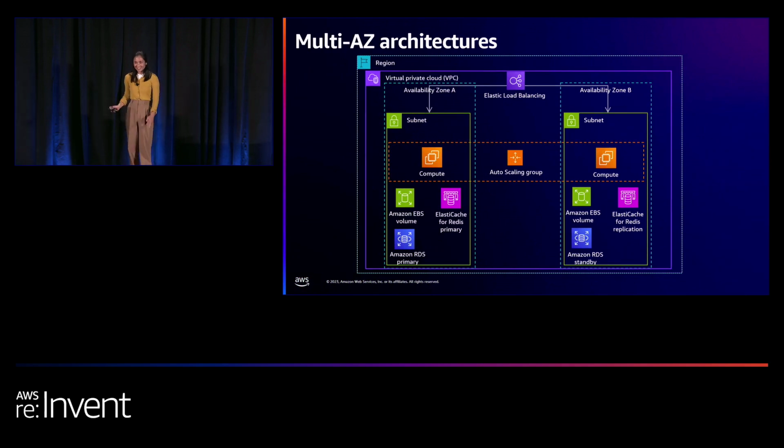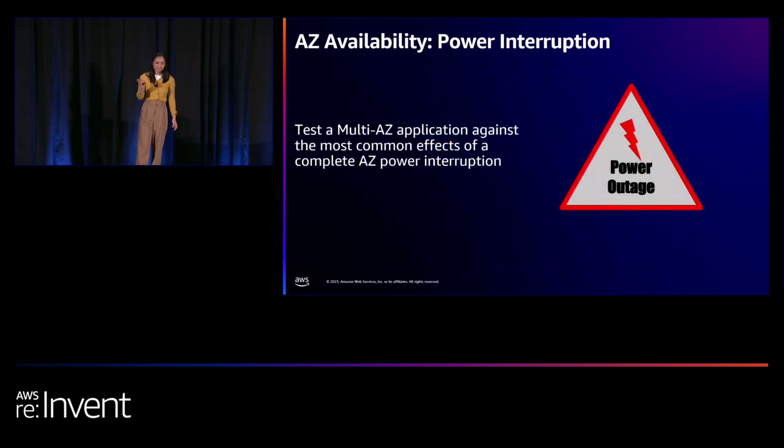Now, Adrian has already done a great job talking about the importance of building multi-AZ, and many of you may already be building applications in this way with replica hosts behind a load balancer across multiple AZs. But let's say there's a power interruption event in one AZ. How can you verify that you have the right alarms and monitoring in place to respond, and that your application can handle it as expected in the remaining availability zones? This is where the AZ availability power interruption scenario comes in.